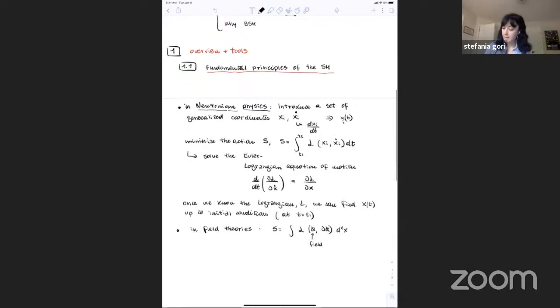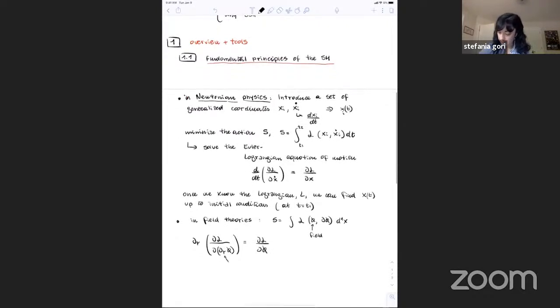And then the Euler-Lagrange equation of motion will be written in this way, again relating the derivative of the Lagrangian with respect to the derivative of the field, and this will be equal to the derivative of the Lagrangian with respect to the field. Notice that I'm using here relativistic notation.